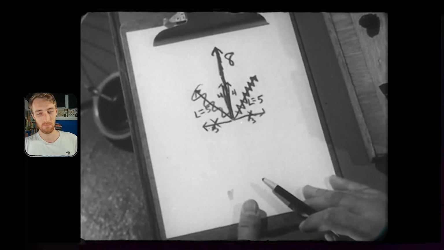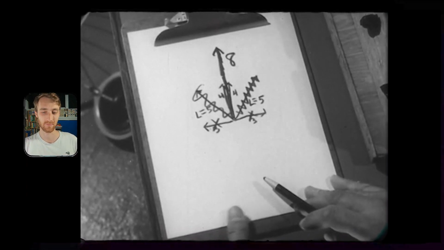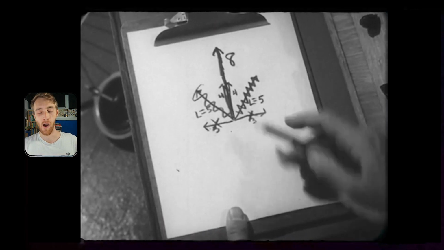Gyroscope 2 must provide an angular momentum of 8 units in the opposite direction.